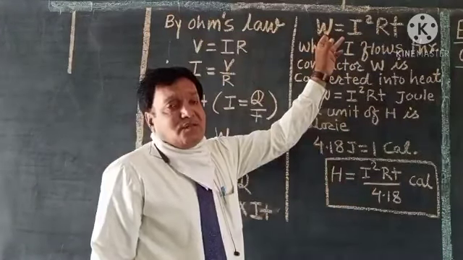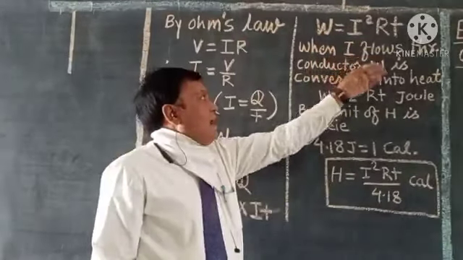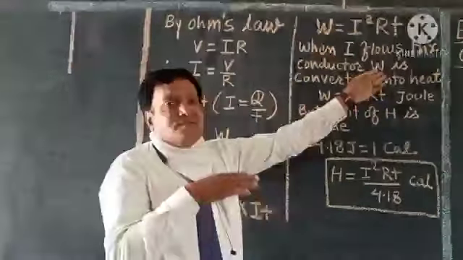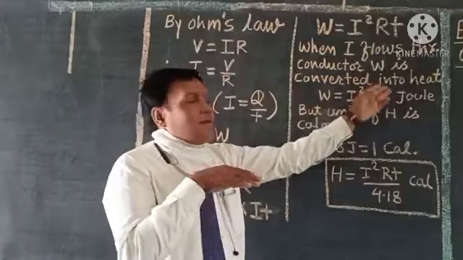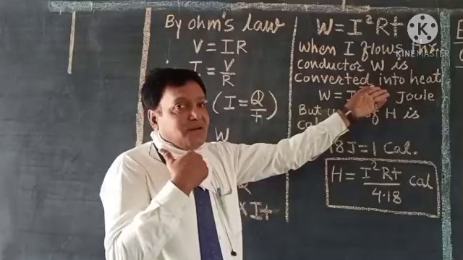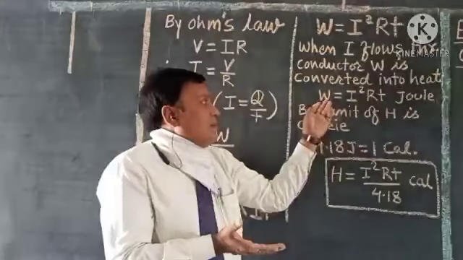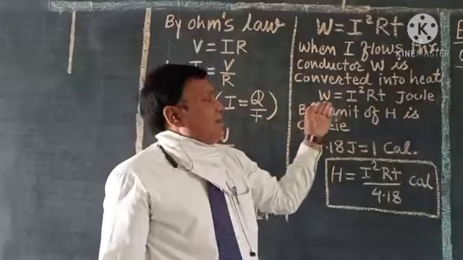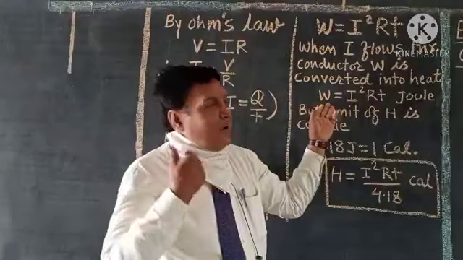W is work done. So when current I flows through the conductor, this work done is converted into heat. So work done is equal to I square RT joule, and this work done is converted into heat.